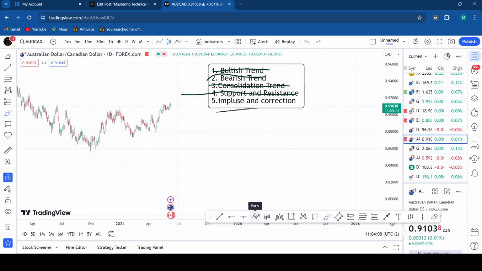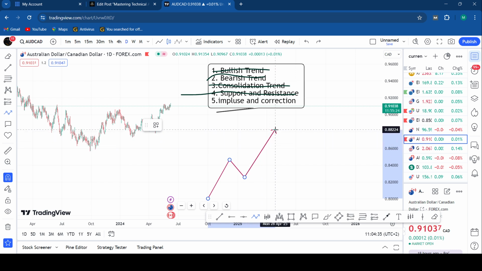So an impulse correction basically means that when the market impulses, it simply states that the market is moving with force in whatever direction. Let's make a bullish trend, for example. In a bullish trend, you would see the market make significant pushes to the upside. The market will pull back down, push back up, pull back down, and push back up. When the market does this, guys, this is called impulse and correction.